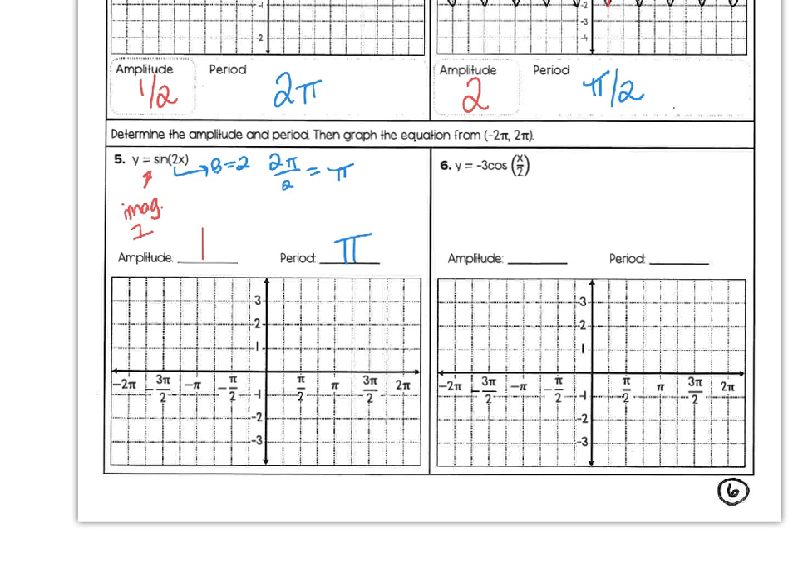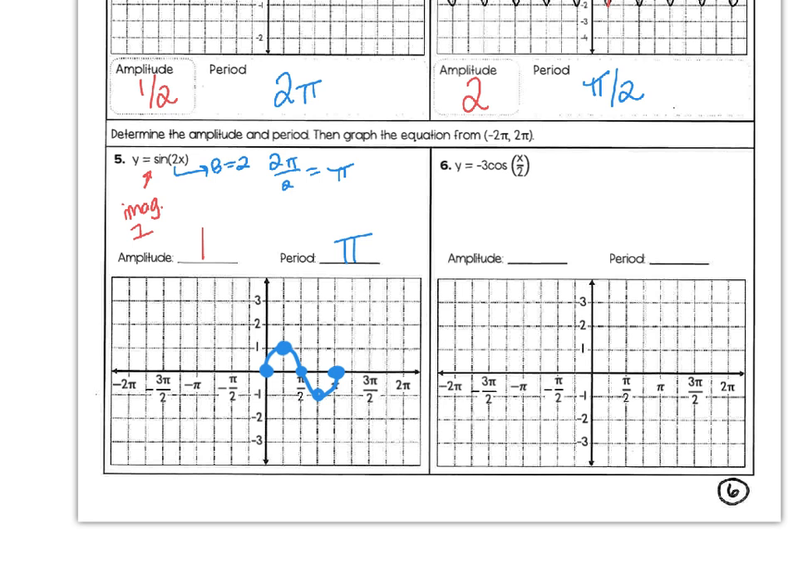So sine starts at 0. And we know the period is only pi. So it's going to end here. In between, remember we always have 5 critical points. So we're going to plot our up, mid, down, mid to our amplitude, which is still 1. So this is our up, this is our mid, this is our down. So the period is much shorter here.